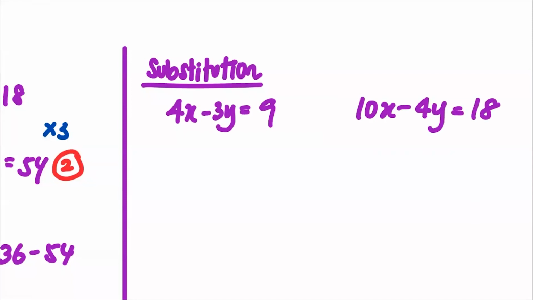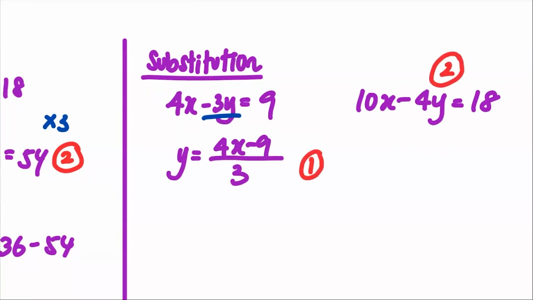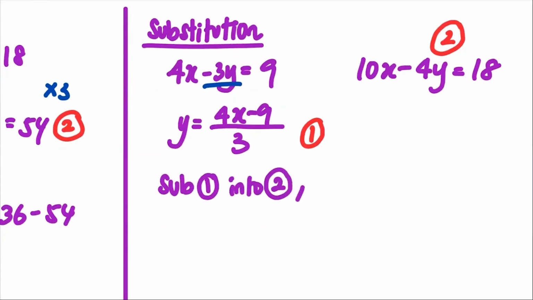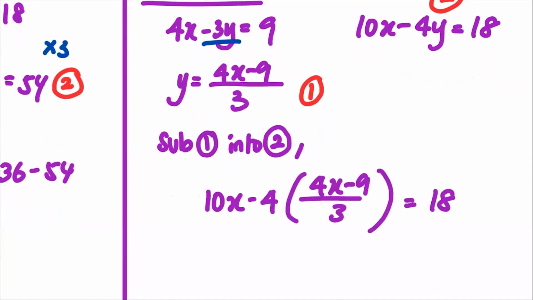What I'm going to do first is choose the easiest equation. In this case, it is this one here. So let's make y the subject. So y equals 4x minus 9 over 3. And this is equation 1, and this is equation 2. Sub 1 into 2. And now let's play with this. 10x minus 4 times 4x minus 9 over 3 equals 18.